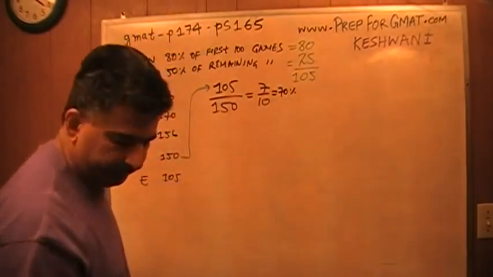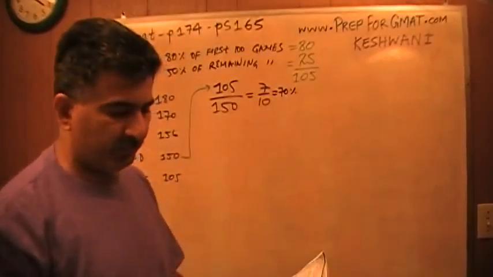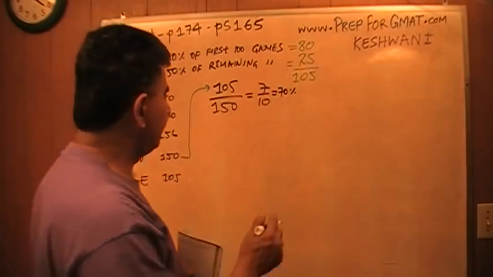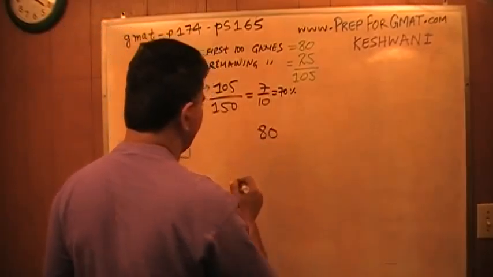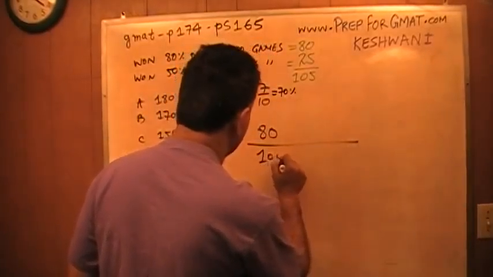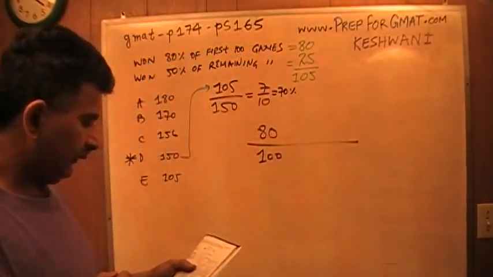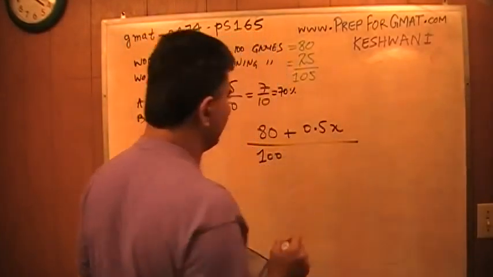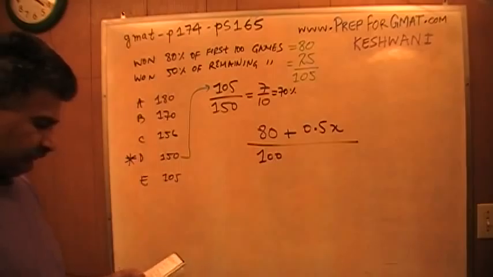Let's do the algebraic way, the classical way, the proper way, in a way that will make your math teacher proud. So I know that they won 80 games out of the first 100. Then they won 50% of the remaining games. I'm calling the remaining games X.